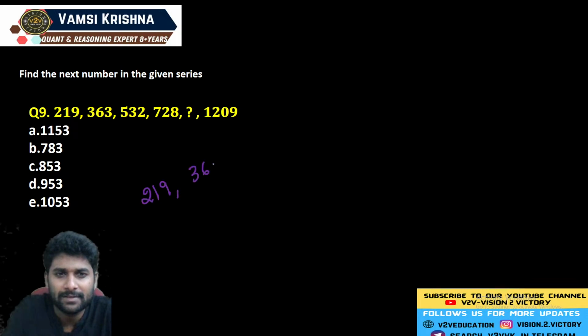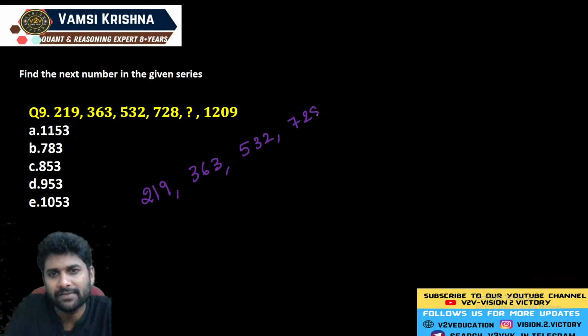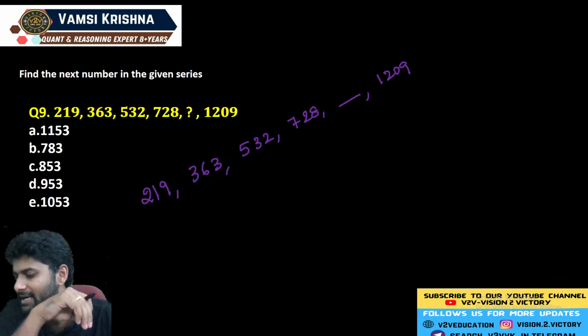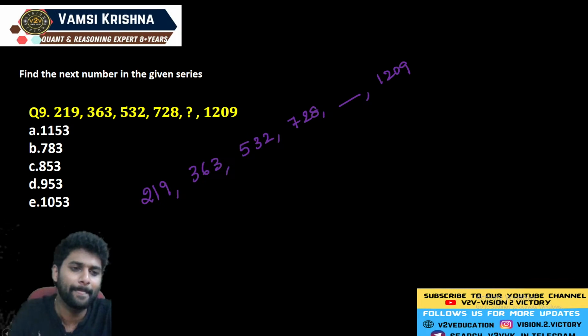The series is 219, 363, 532, 728. So what is the missing number? And the last number is 1209.